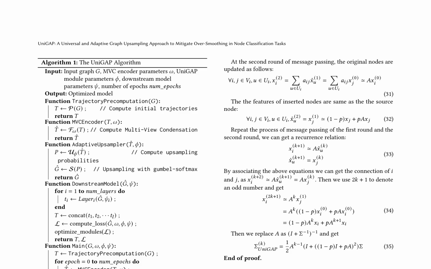The adaptive upsampler function generates upsampling probabilities based on the condensed representations, and the downstream model function utilizes the upscaled graph to compute the loss and optimize the model parameters. The main function orchestrates the entire process, iterating over the epochs and invoking each function in sequence. The optimized model is returned as the output.